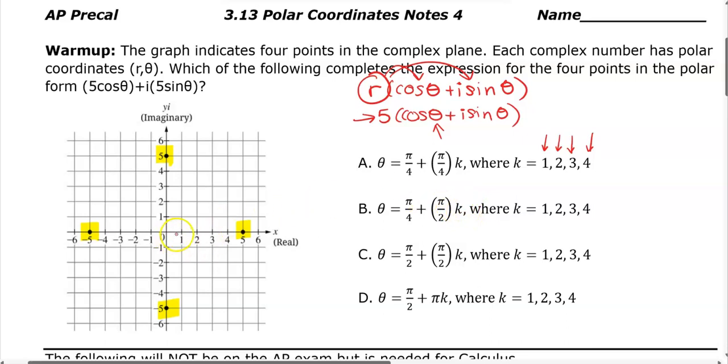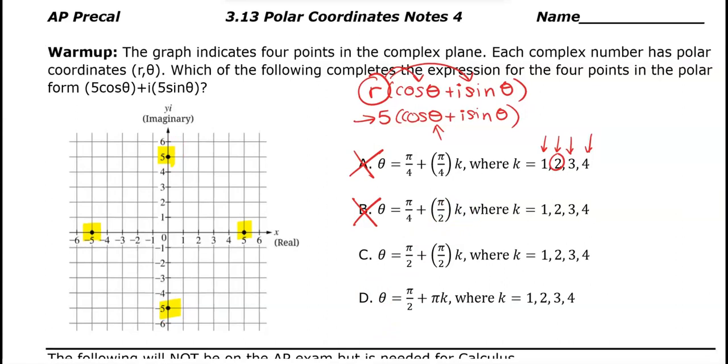Now, if I have pi over 4 and I add pi over 4, that gets me right here. But if I add pi over 4 and 2 pi over 4, so 1/2, that gets me over here, at 3 pi over 4. So that's definitely not going to be it. The reason it's both of these is because this one gets eliminated on the first one. If I have pi over 4 and I add pi over 2, because I replace k with 1, that gets me 3 pi over 4. So I can go ahead and eliminate that.